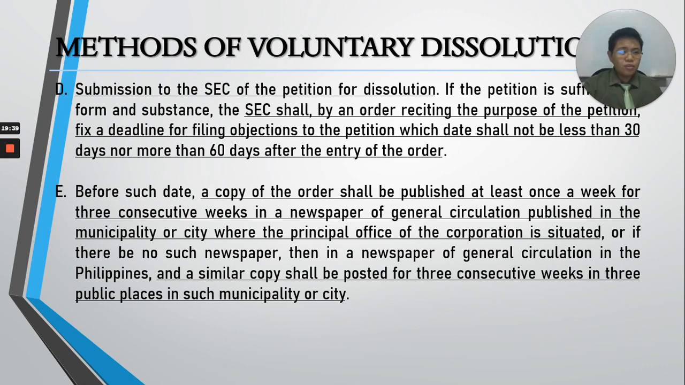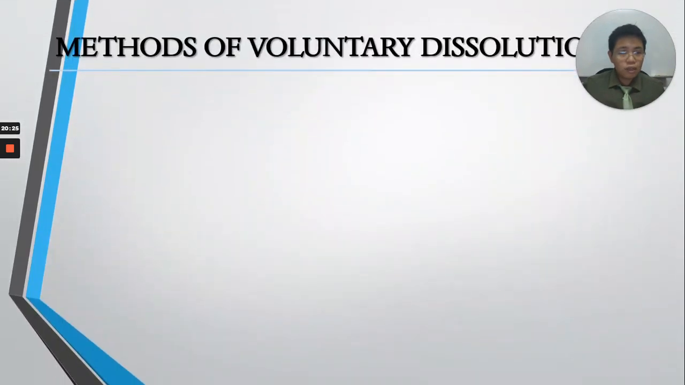So, in case there is no newspaper in that location, newspaper of general circulation. In addition to publication, meron pang posting in 3 public places in such city or municipality. So, a similar copy of the order will be posted for 3 consecutive weeks in 3 public places in the city or municipality where the corporation is located. So, publication na meron pang posting para siguradong mabasa ng mga creditors yan na gustong mag-object. And remember, the deadline for objection is January 15, 2021.